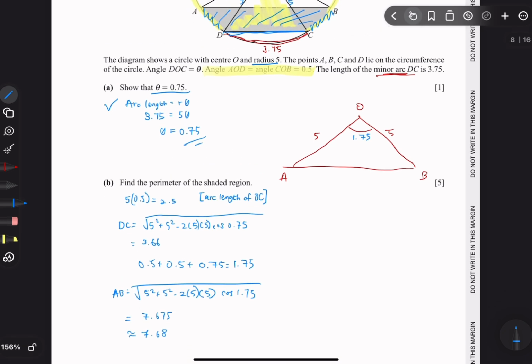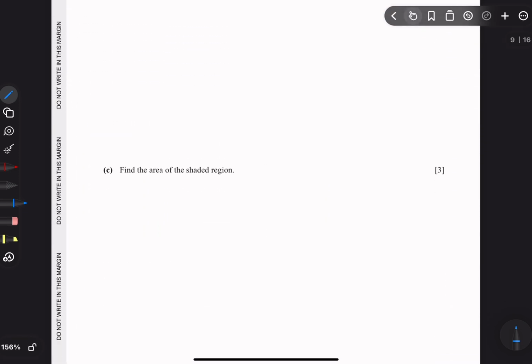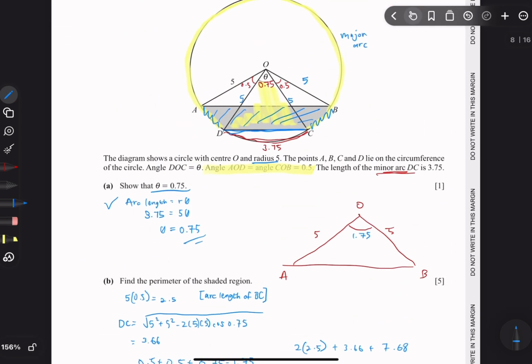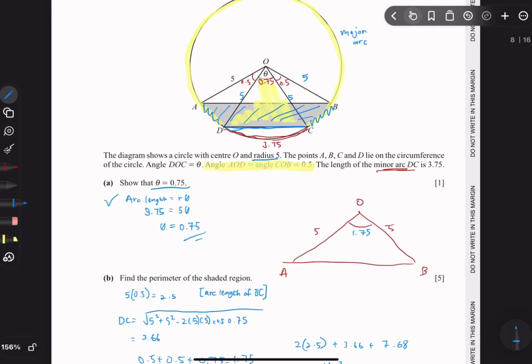Okay, now you have the length of all the four sides, so you can just add them up. So the perimeter is 16.3. Part C, find the area of the shaded region. Okay, so let me just clear everything up.